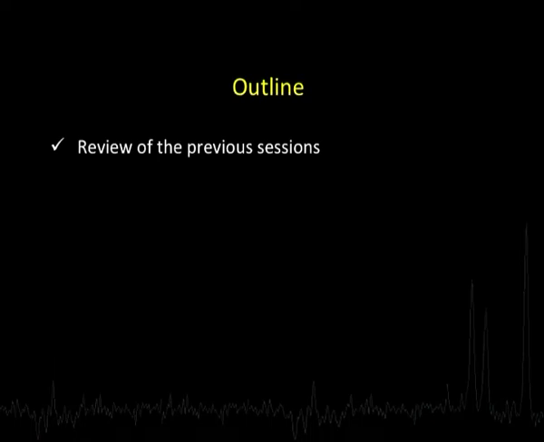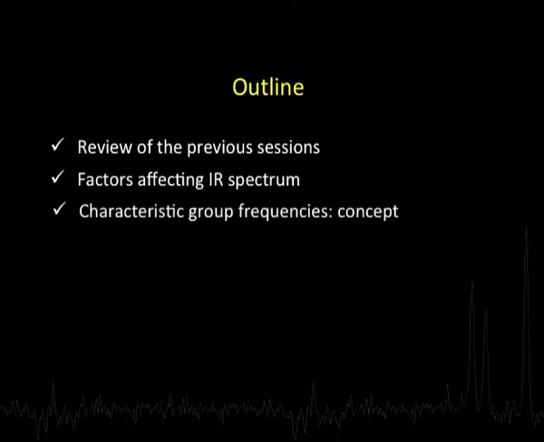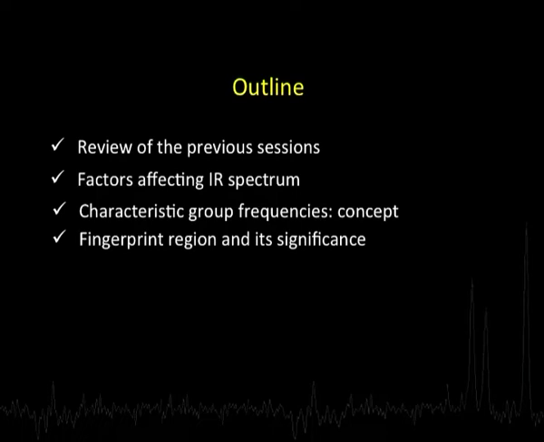The session is planned as follows. To begin with, we will briefly review the contents of the previous sessions. Thereafter, we will take up the factors which affect the IR spectrum. Herein, we will discuss a number of factors which are affecting the IR spectrum. Thereafter, we will take up the concept of characteristic group frequencies, and then we will come down to the fingerprint region. That is a part of the IR spectrum, and we will talk about what the region is, what the origin of these lines is, and what the significance of it is. Having done that, we will sum up what we do in today's session.